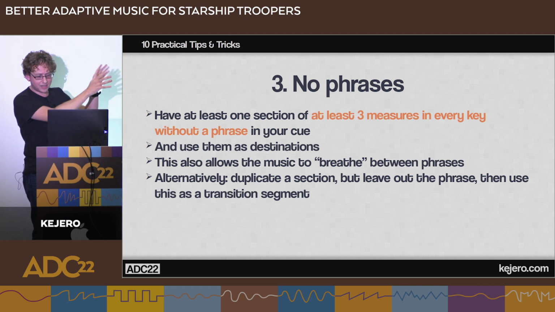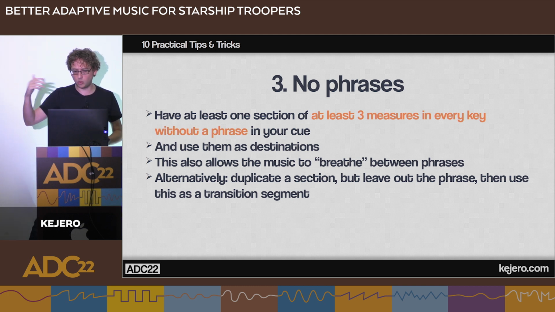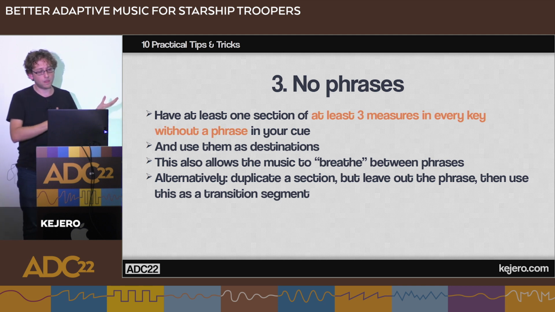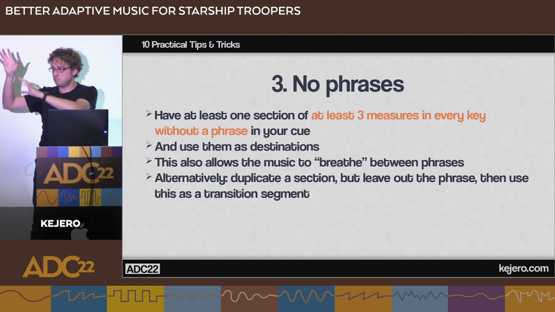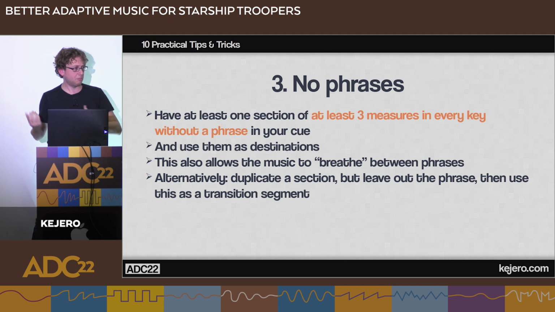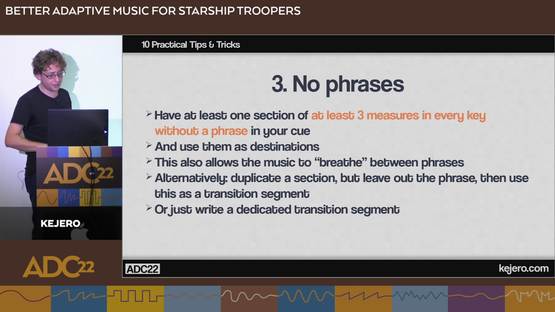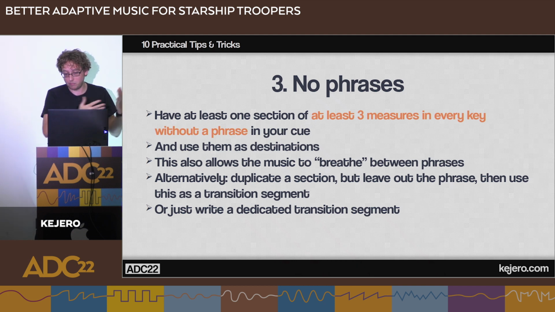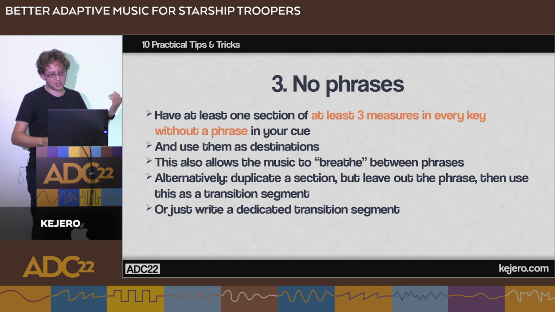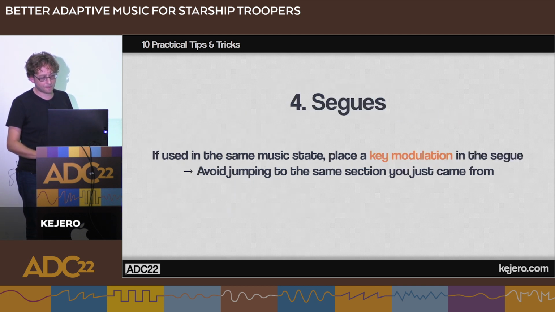You just take one of those sections and you just re-record it without a phrase. And then I just mark it as a transition phrase, a transition segment. And BAM will know, okay, that's not a segment that belongs in the cue itself, but it can be used to transition to this cue. And if that doesn't work, you can just write a transition segment. That's just one measure or a few measures for that specific purpose.